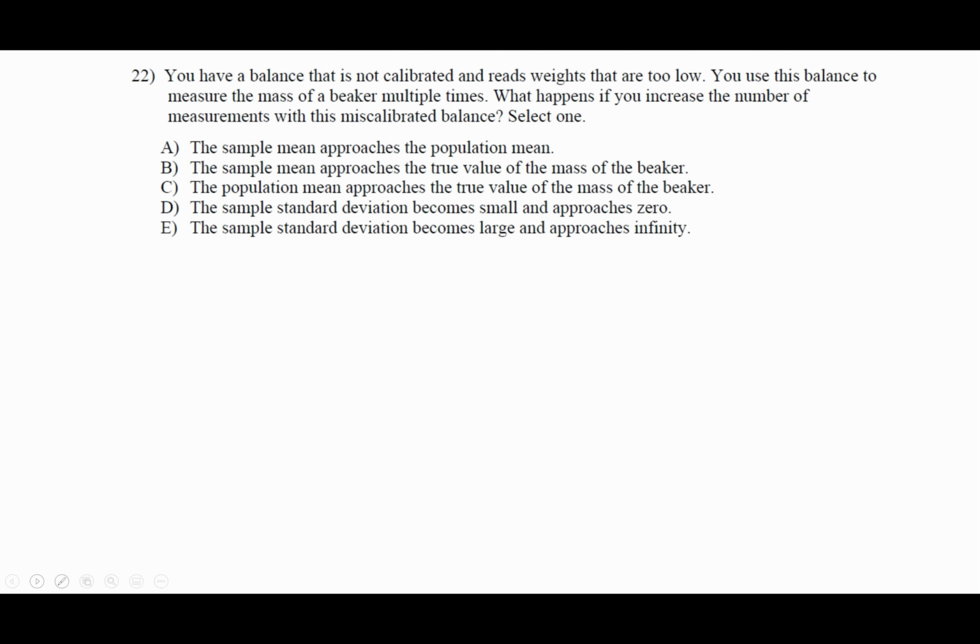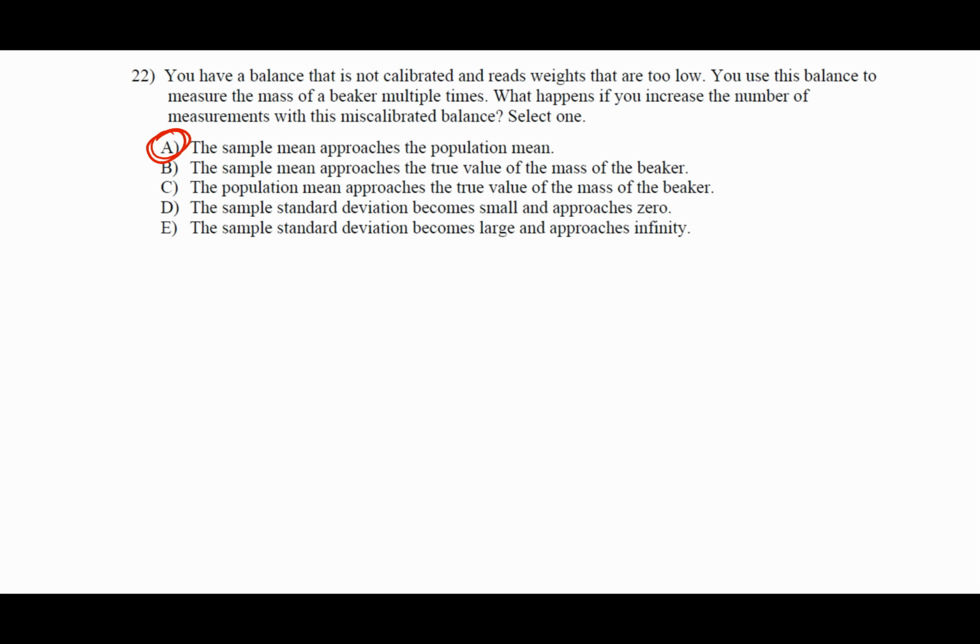Question 22. You have a balance that is not calibrated and reads weights too low. Use this balance to measure the mass of a beaker multiple times. What happens if you increase the number of measurements with this miscalibrated balance? So the sample mean approaches the population mean. This is true, you just have a sample and population, so it will approach no matter what, even if it's off.